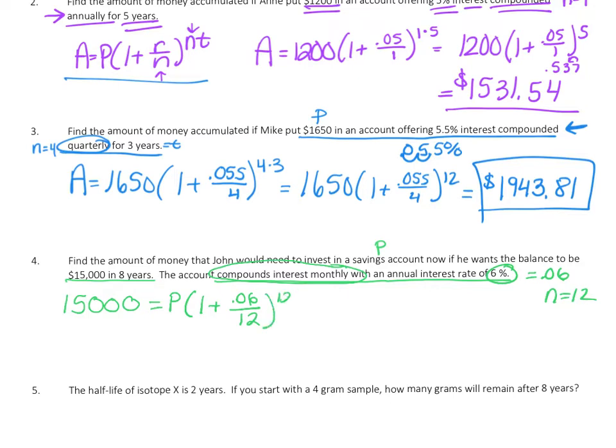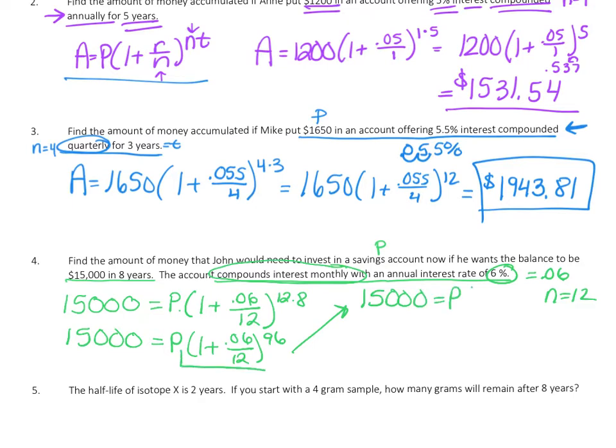And 12 goes in 2 spots over 8 years. So I'm going to simplify this. $15,000 equals P. Let's simplify this first, actually, to the 12 times 8, 96th power. So I'm going to have 15,000 equals P times, now I'm going to type this whole part in my calculator.